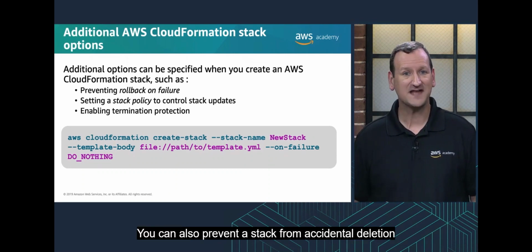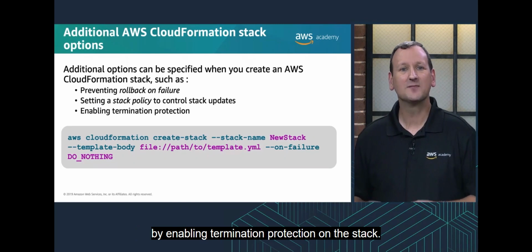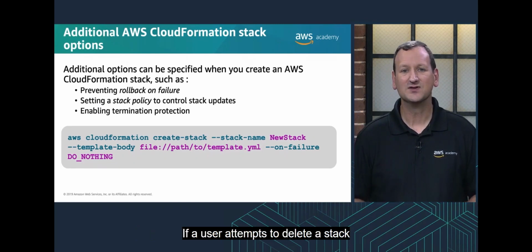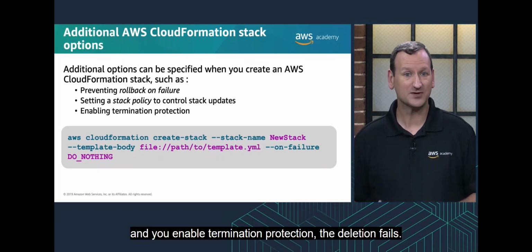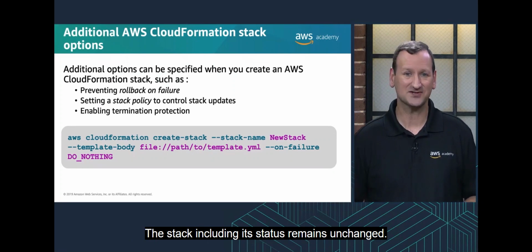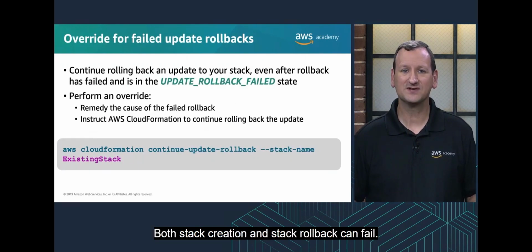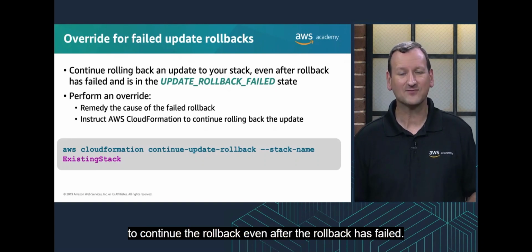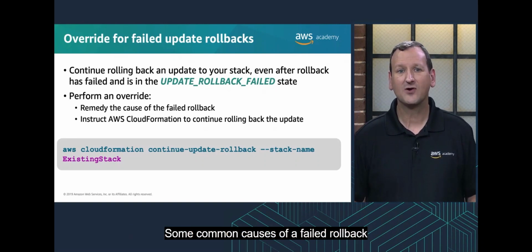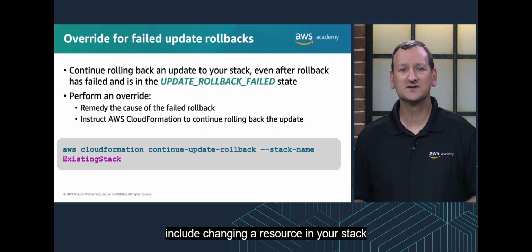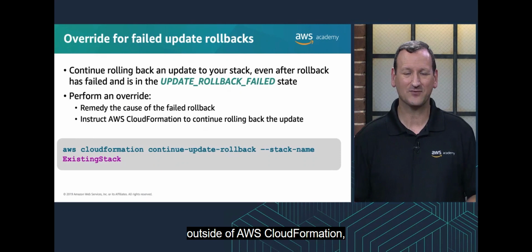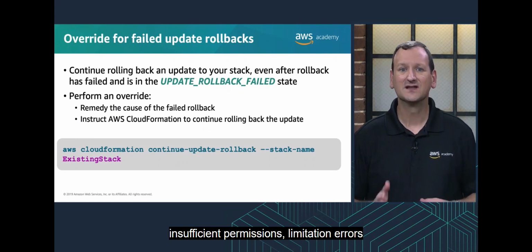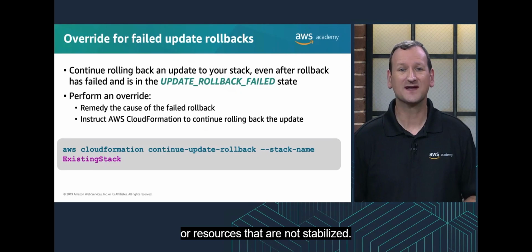You can also prevent a stack from accidental deletion by enabling termination protection on the stack. If a user attempts to delete a stack and you enable termination protection, the deletion fails. The stack, including its status, remains unchanged. Both stack creation and stack rollback can fail. In the case of a rollback, you can instruct CloudFormation to continue the rollback even after the rollback has failed. Some common causes of a failed rollback include changing a resource in your stack outside of AWS CloudFormation, insufficient permissions, limitation errors, or resources that are not stabilized.